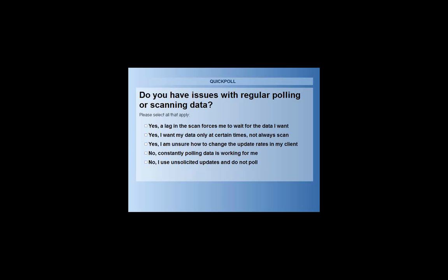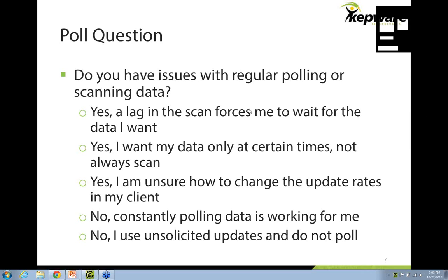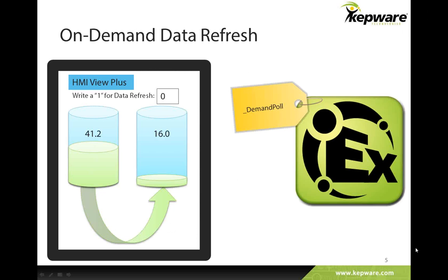So anybody go ahead and answer these questions and leave it open for a couple more seconds. Okay, great. So got some good feedback here. It looks like about a third of you are in the no, constant polling data is working for me, and the other two thirds in the yes, you do have the issues with the lag in the scan rate, and that you only want your data at certain times. So thanks for answering that poll. That's great. Okay, so demand poll can definitely help those people that are having issues with polling data, as well as could be useful to people that are fine with traditional scanning but maybe want to try out these on-demand polls.